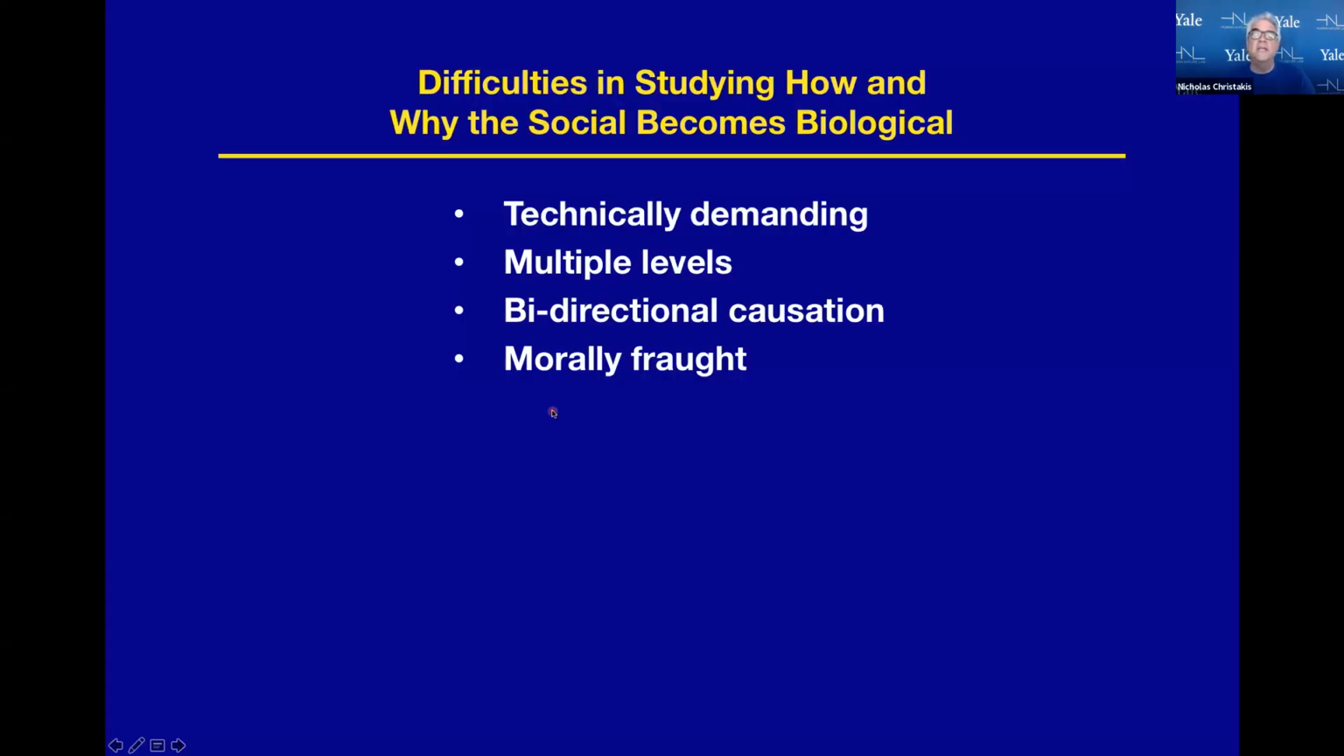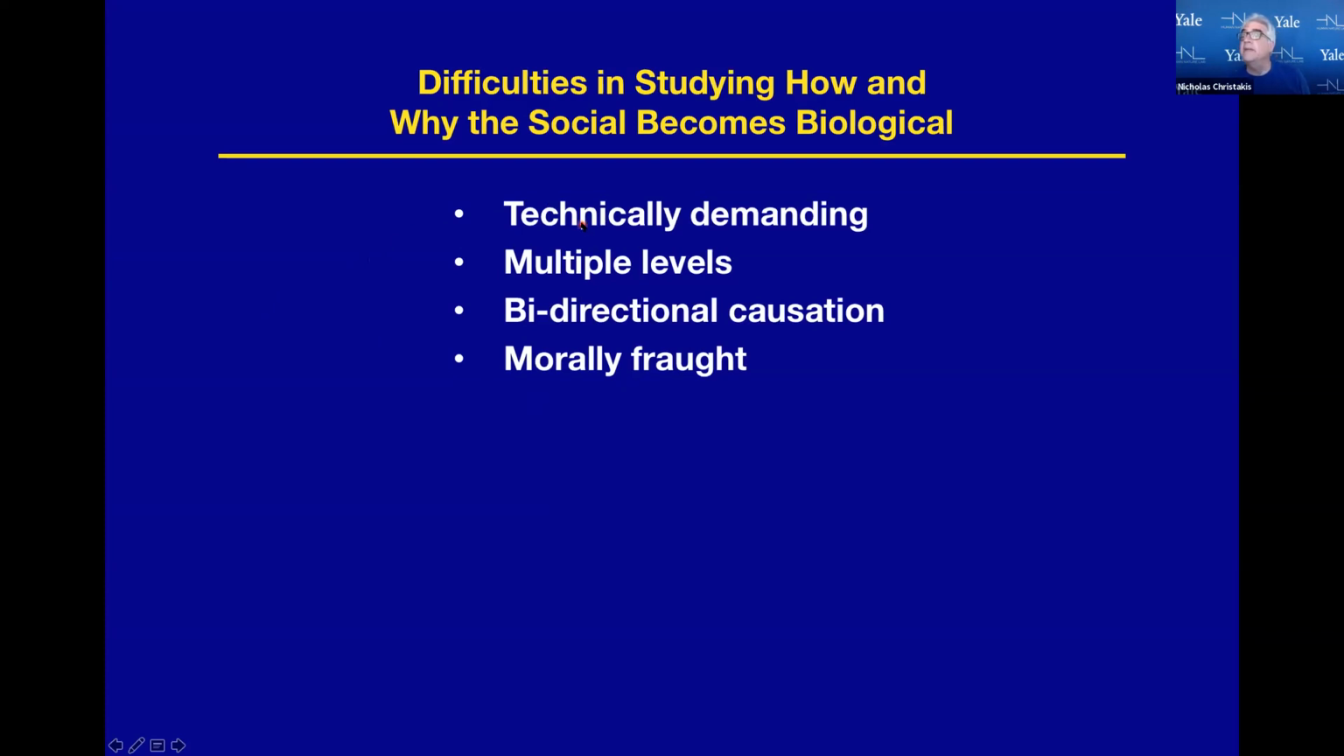So in the field of what is known as biosocial science, a crucial and challenging topic of research in coming years will be this: how and why does the social become biological? How and why do cultural and social forces reshape our genome over our lifetimes and over our evolution? And why are these questions both hard and important?